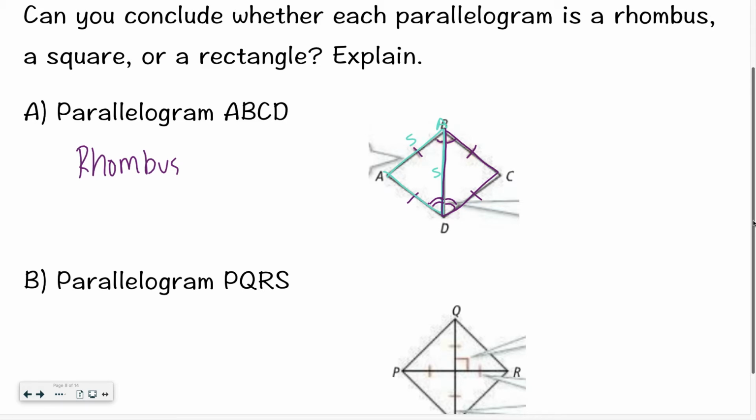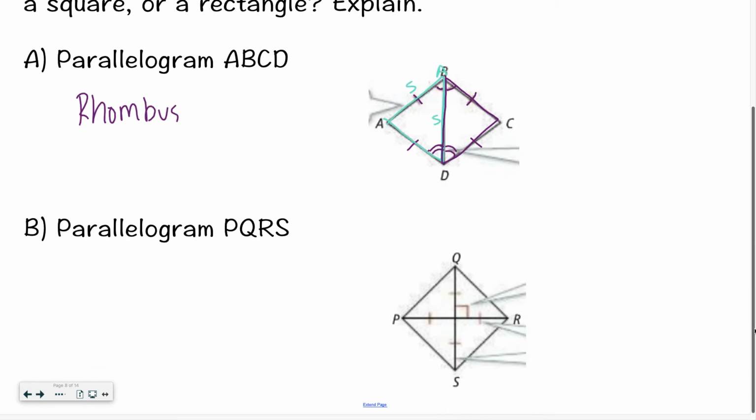Then, in the next example, letter B, we have parallelogram PQRS. If I look, I see that I have diagonals that were bisected, and it looks like they all have the same measure. That means my diagonals are congruent. So that means that this is a rectangle. And then, if I look, I also have a 90-degree angle, which means that this is a rhombus. And if I know that it is a rectangle and a rhombus, that means that it is actually a square.